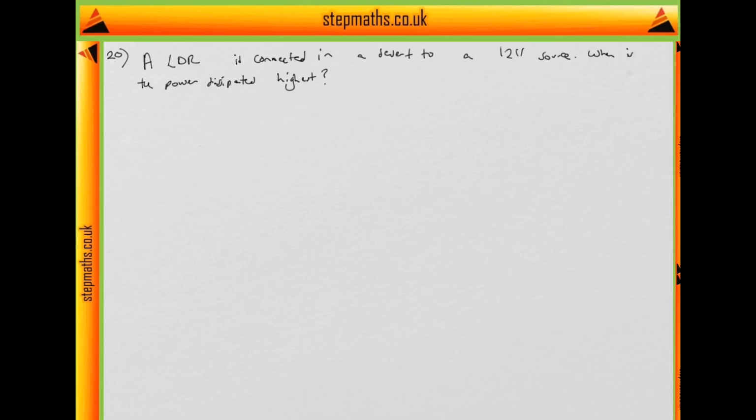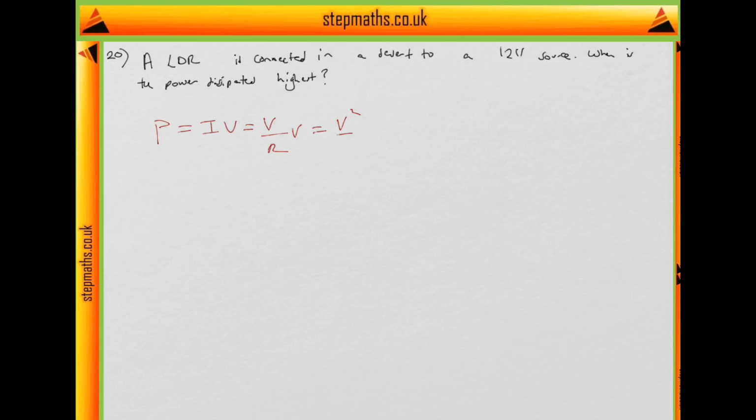So question 20: an LDR is connected to a 12 volt source in a desert. And we're asked, when is the power dissipated the highest? Okay, well, what do we know about power? Well, power is current times voltage. And current we know is voltage over resistance. So that's equal to V squared over R.